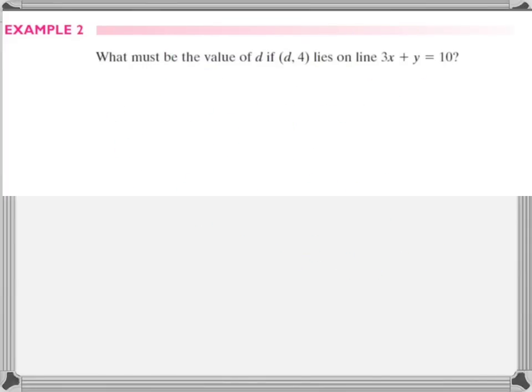Now another question that you could see is, what is the value of D if this point (D, 4) lies on this line? Again, you can pause the video and see if you can figure this out yourself, because it's kind of a nice question. So I know that if this point (D, 4) lies on the line 3x plus y equals 10, then it must be a solution to that equation. So let's put the 4 in for the y and see what x has to be in order for this to be a true statement.